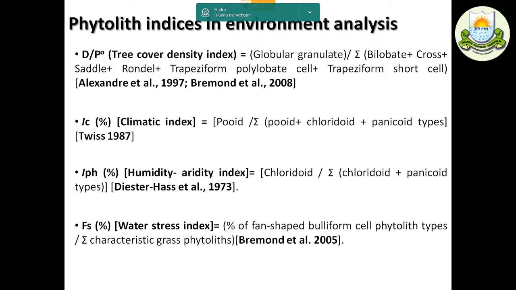So these three indices are very helpful for paleoclimatic research, and are being used by many researchers all over the globe while using phytolith indices and assemblages in environmental reconstruction. Another important index is FS. As I said, this percentage of fan-shaped bulliform cells should increase with increasing water stress. So if we get a higher number of bulliform cells in sediment, we can say that water stress was there during the time of deposition. Likewise, we can draw a picture of the past environmental condition.